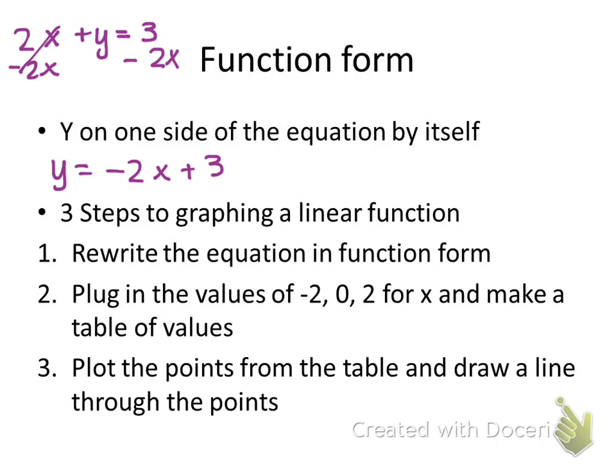It's written in function form. Step 2, make a table. Here are 3 values that I always want you to use. Now, these 3 values will probably differ between the different teachers that you have. Some teachers like you to have 5 numbers. Some teachers want you to have 3. I am one of those people who just wants 3. I think we can get a good representation of the line without having to do 5 different points, okay?